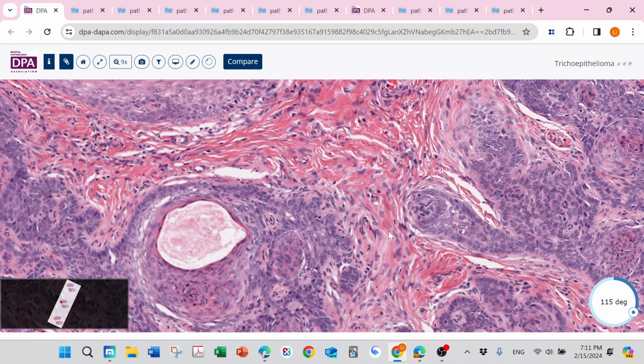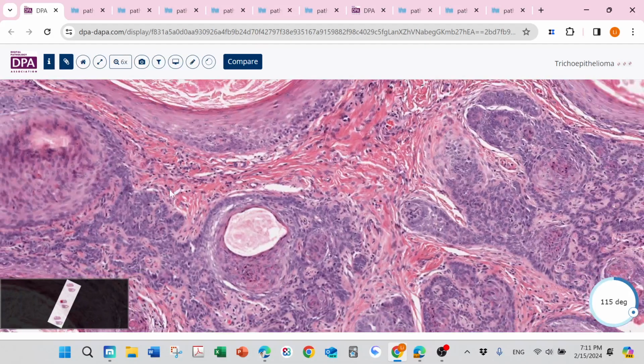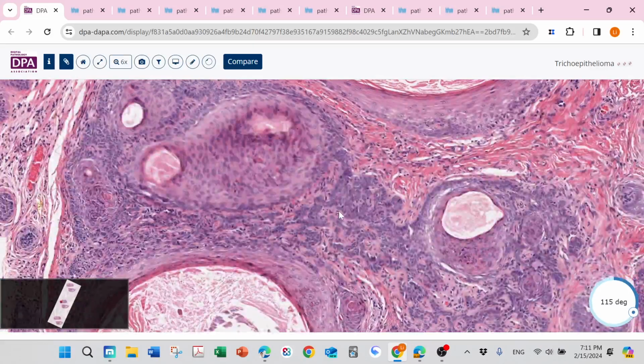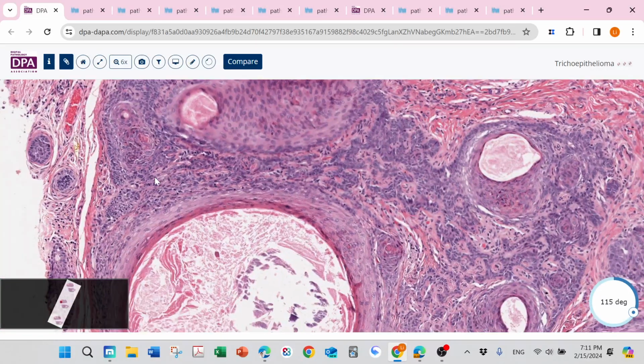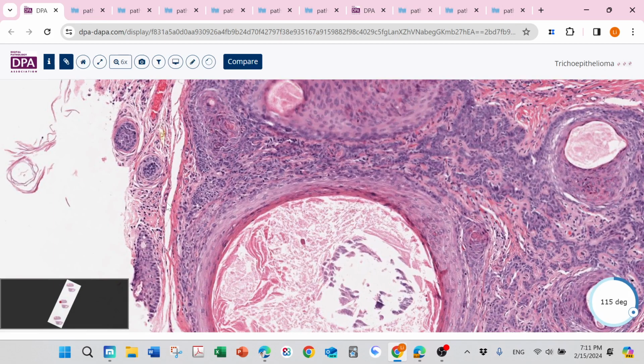Some people may say, oh, this is a retraction artifact. But when you look in more detail, actually it's not. This retraction is just between the stroma, not between the stroma and the basaloid nodule, not the stroma with the basaloid cell. So this is not a true retraction artifact.